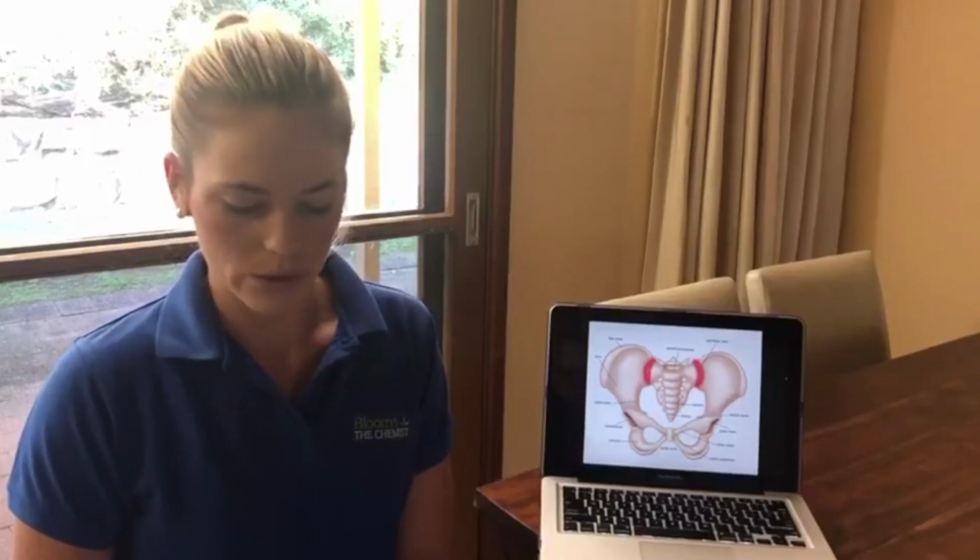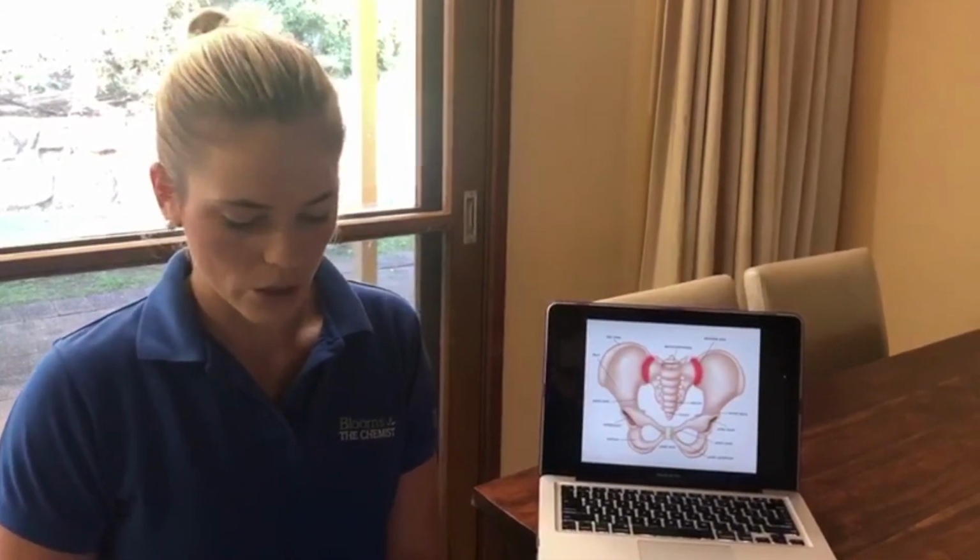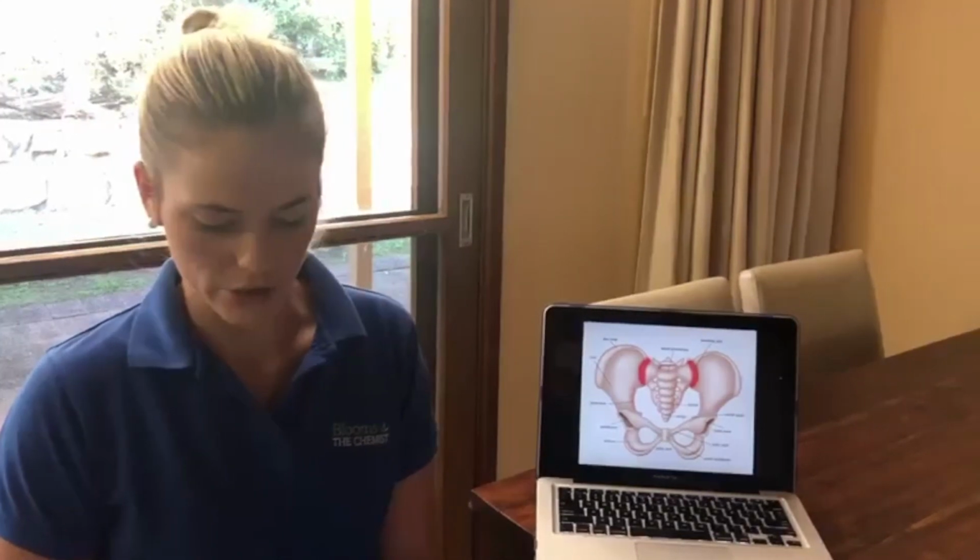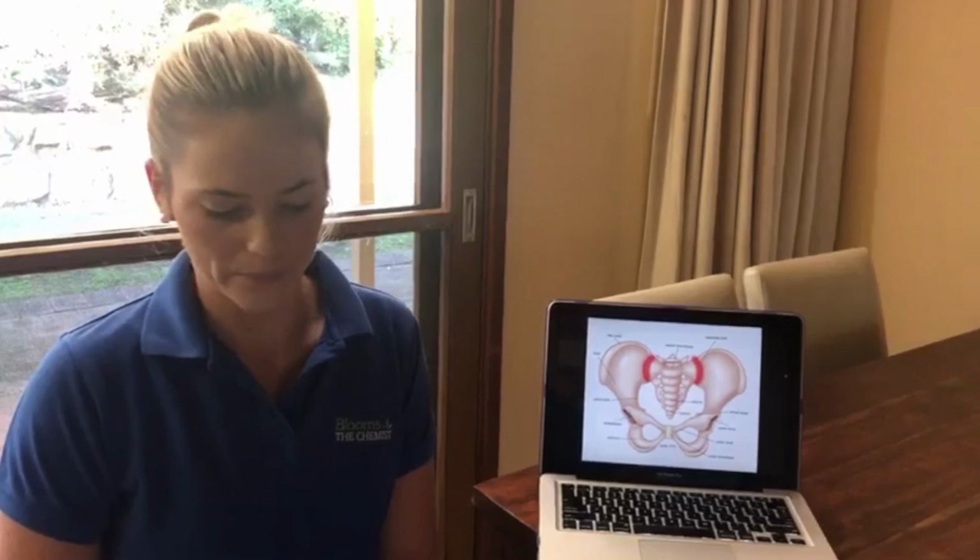The most common cause of SI joint dysfunction is osteoarthritis. This occurs as a result of the damage and deterioration to articular cartilage, causing friction between the bones of the SI joint, which results in wear and tear of the joint, ultimately leading to pain.